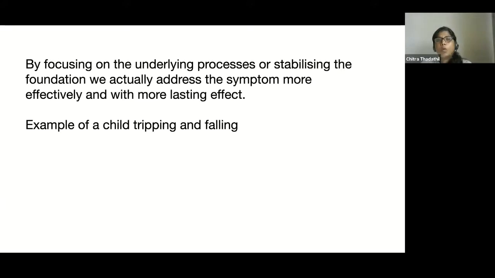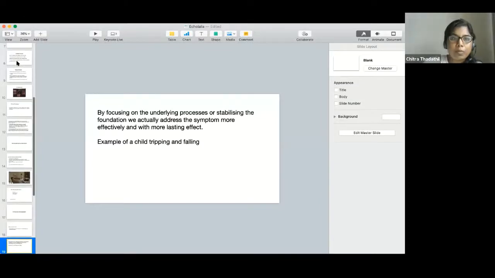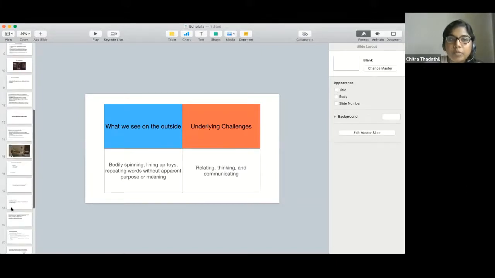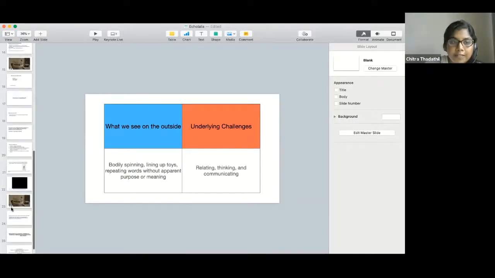Okay, so I'm going to give you this example. Like I mentioned earlier, we started with the slide. Let me go back to what we see on the outside versus the underlying challenges, right? We saw the underlying challenges are to do with relating, thinking, and communicating, isn't it? So if this is your underlying challenge in autism, then that's what we need to really work on before we try to fix just what is on the surface.